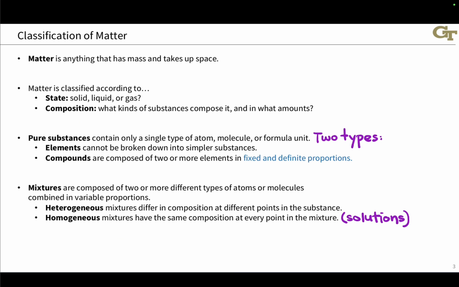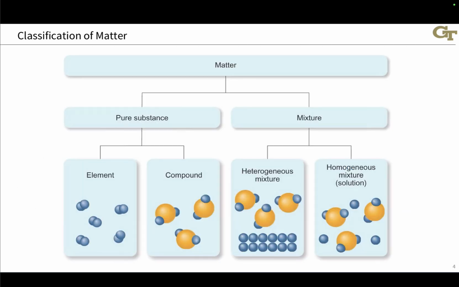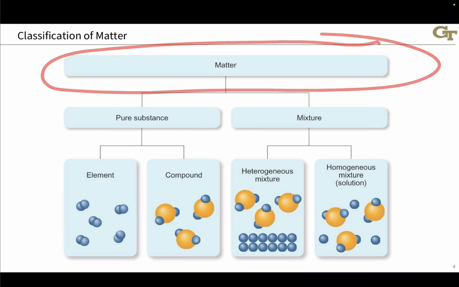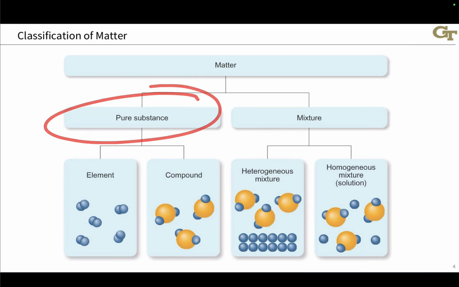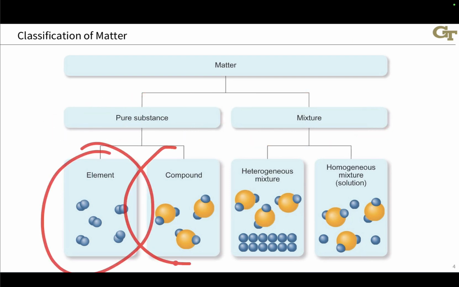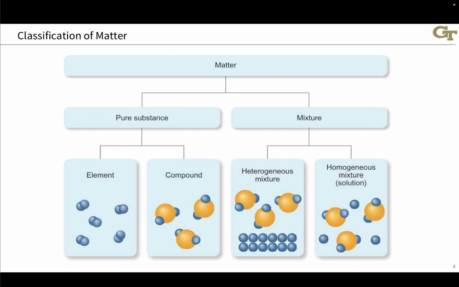Heterogeneous mixtures do have different compositions at different points in the substance, so we can actually see or measure distinct phases within a heterogeneous mixture. This slide is just a visual representation of the classifications we've done so far, with matter encompassing everything down below. Matter is either a pure substance or a mixture. Within the pure substances, we have elements and compounds, and within mixtures, we have heterogeneous mixtures, two distinct phases.